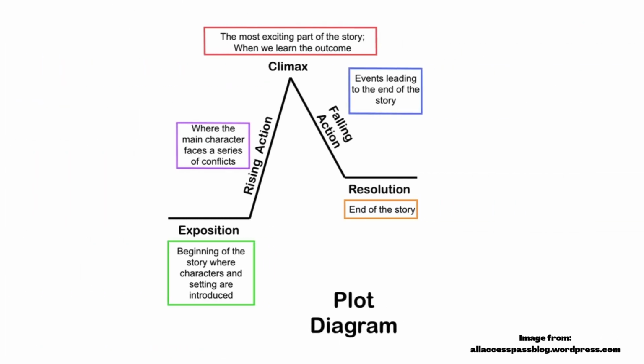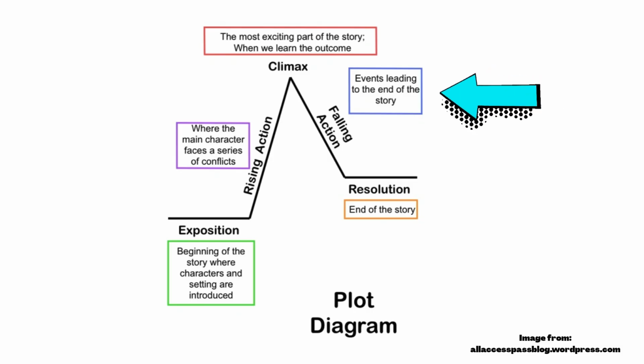This plot elements diagram gives a very brief summary of each of the elements. The exposition is the beginning of the story where characters are introduced. The rising action is where the main character faces a series of conflicts. The climax is the most exciting part of the story. We learn the outcome of the story.